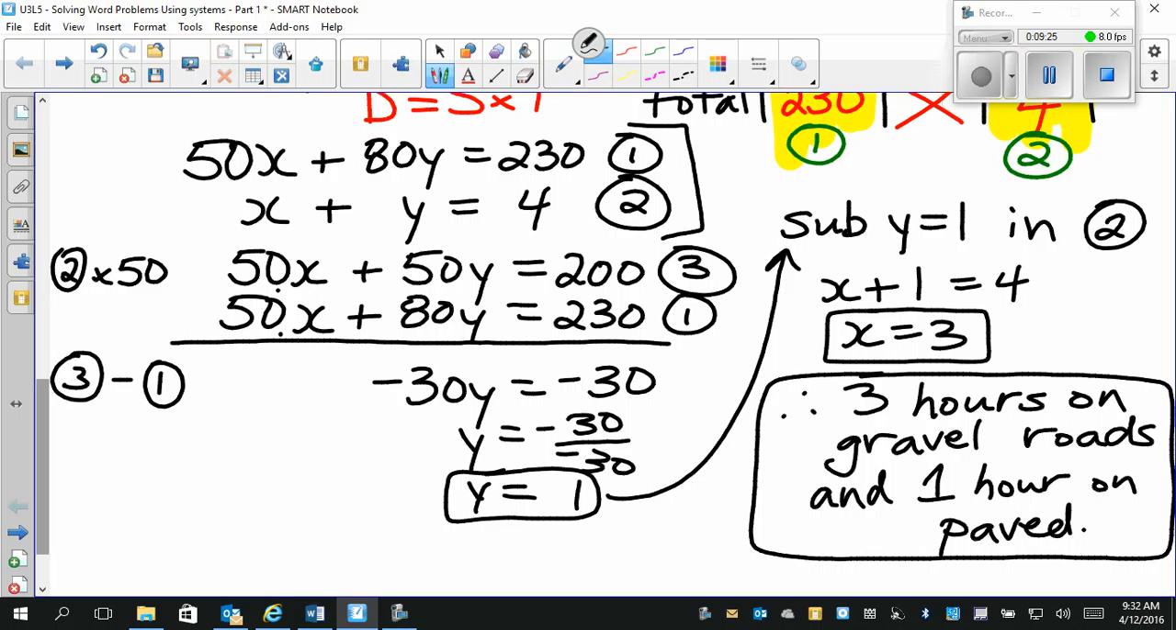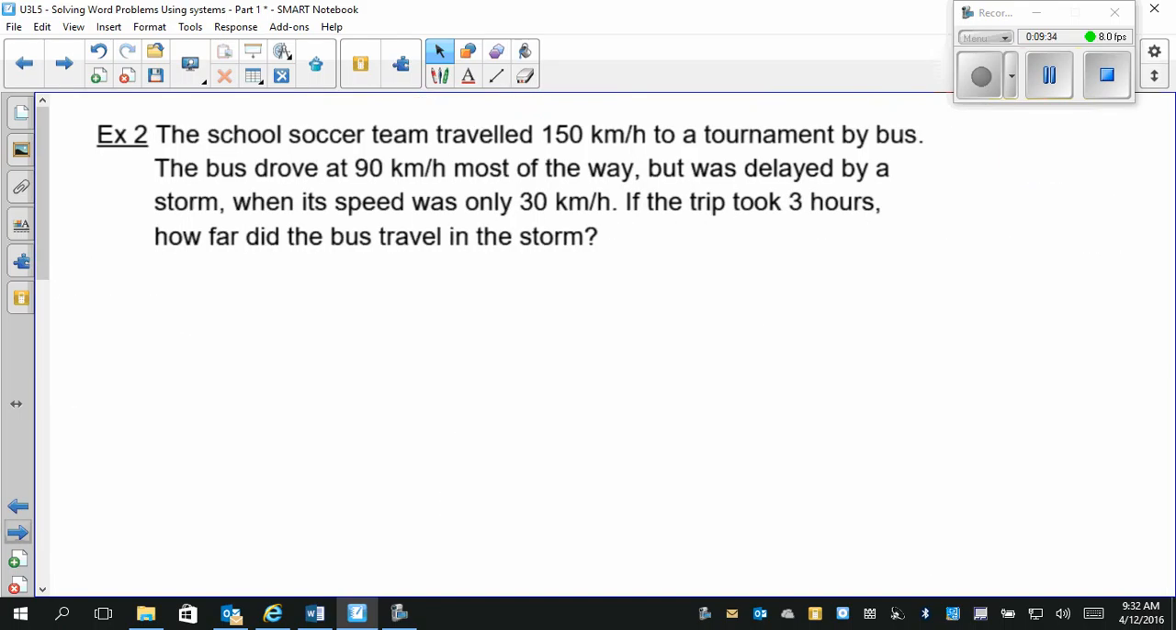All right, so we'll take a look at another speed, distance, time problem. The school soccer team traveled 150 kilometers to a tournament by bus. The bus drove at 90 kilometers per hour most of the way, but was delayed by a storm when its speed was only 30 kilometers per hour. If the trip took 3 hours, how far did the bus travel in the storm?